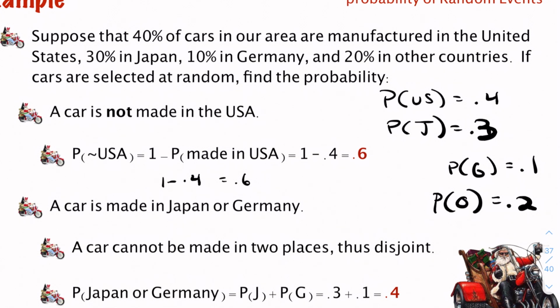What's the probability a car is made in Japan or in Germany? So note, a car cannot be made in two places, which means that they are mutually exclusive, or disjoint. So the probability of being made in Japan or Germany is just the probability of Japan, which we said was 0.3, plus the probability of being made in Germany, which is 0.1. So a total of 0.4.